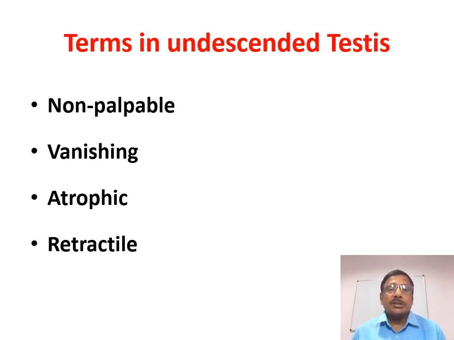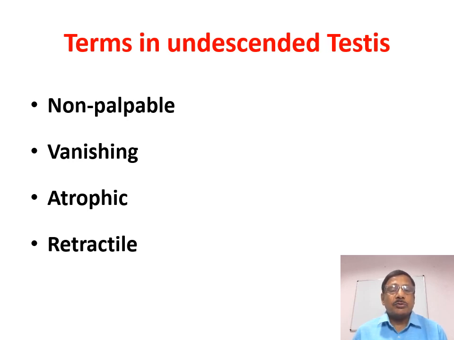Now there are various terms which are used with undescended testes. One is non-palpable, as I have told you that Kaplan has said all intra-abdominal testes are non-palpable. What is vanishing testis? Vanishing testis is a term given when the testis has not developed. It is anorchia, not at all developed, and this can only be detected during exploration. When you explore the spermatic cord, you will find that there is nothing proximal to the spermatic cord. So that is vanishing testis.